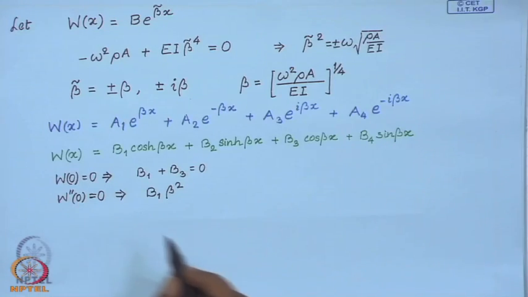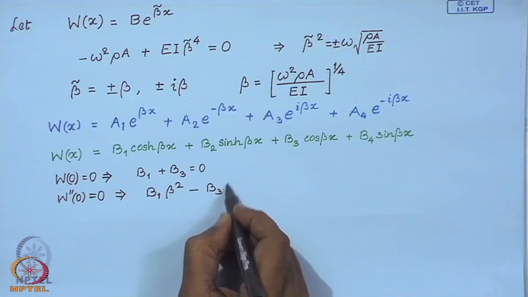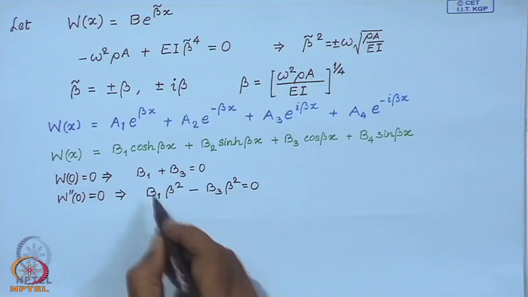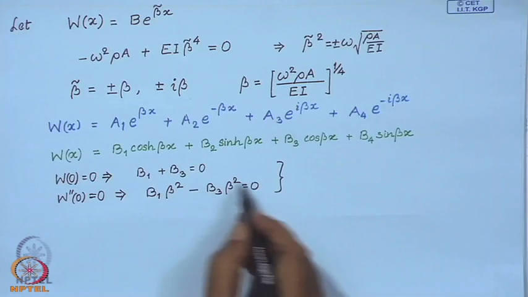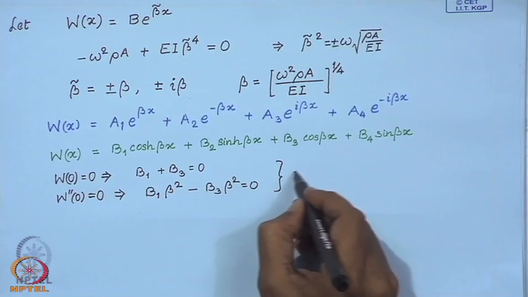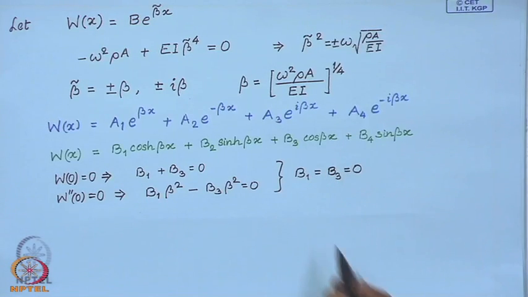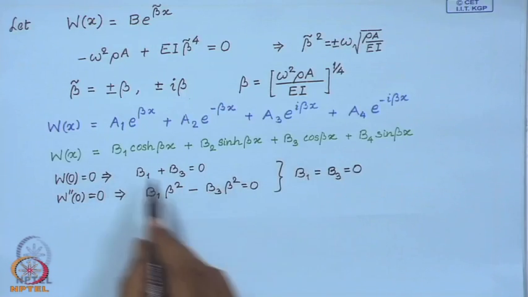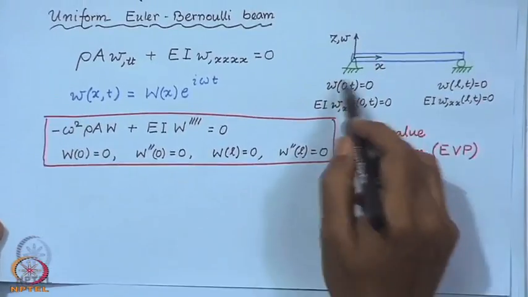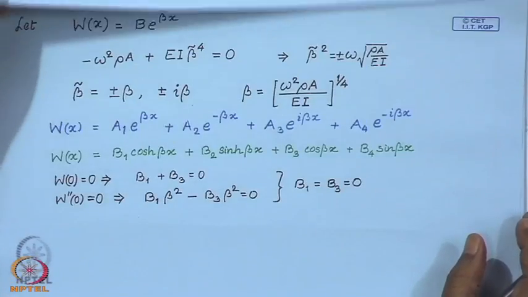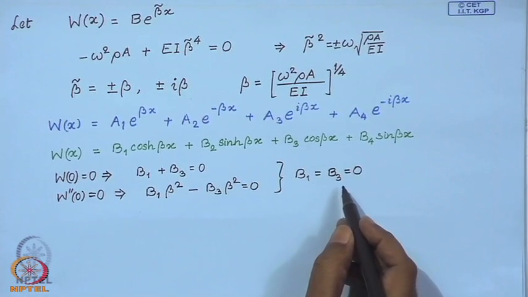So, if you put x as 0, these are the two conditions in terms of b1 and b3, and you can easily infer from here that b1 and b3 must vanish, since we are considering boundary conditions of a simply supported Euler-Bernoulli beam. So, b1 and b3 vanish.